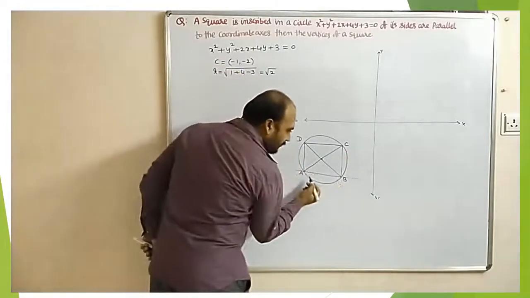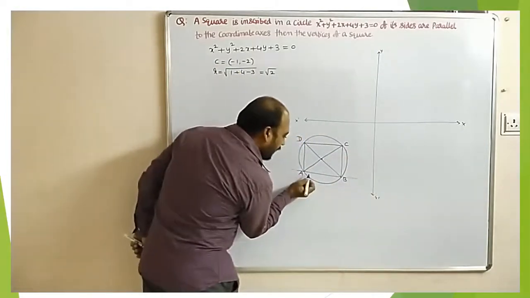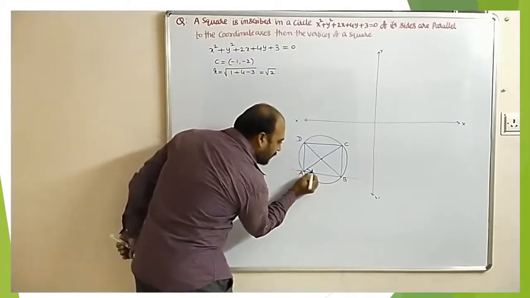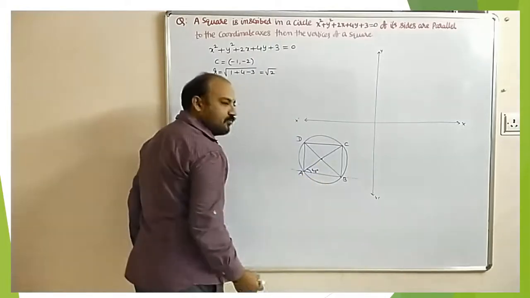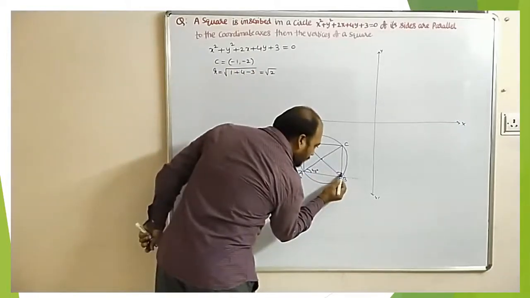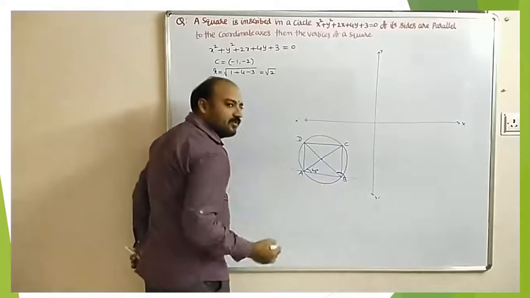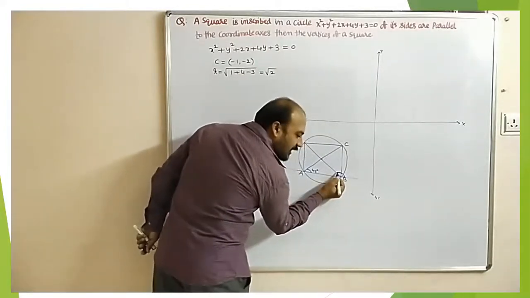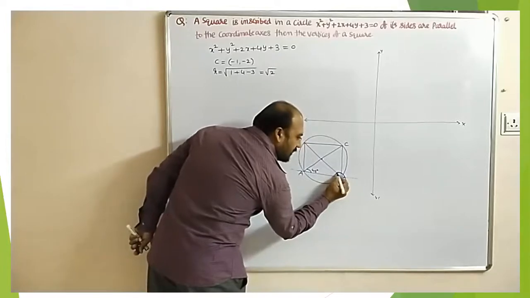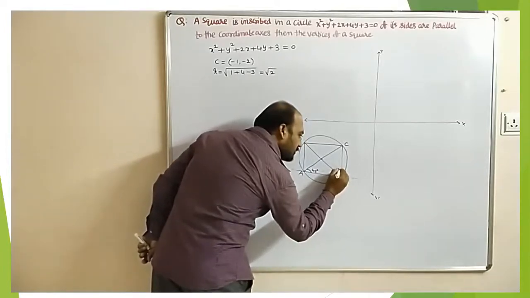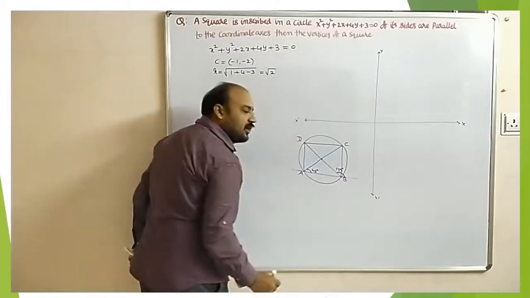So this diagonal AC makes an angle of 45 degrees with the x-axis. This line is bisecting, so it is having 45 degrees. And similarly, this BD line makes an angle of 135 degrees. The angle till B is 90 degrees, after that it will be 45. 90 plus 45, 135 degrees. Therefore, here the angle is 135 degrees.